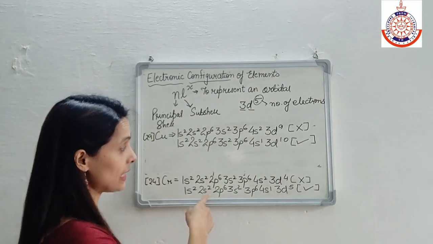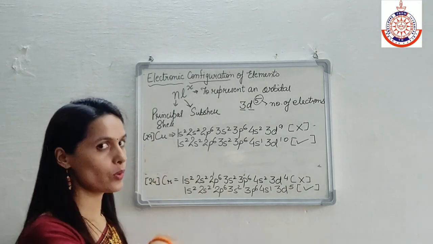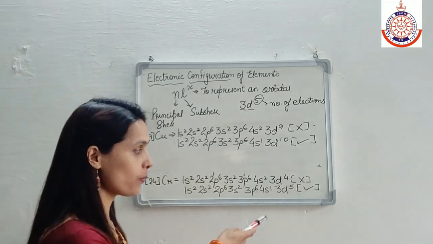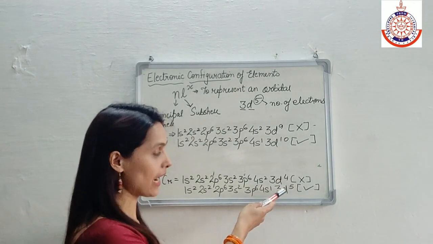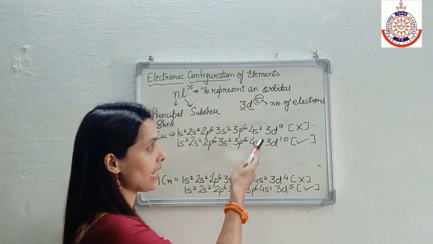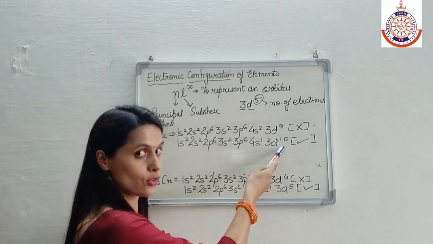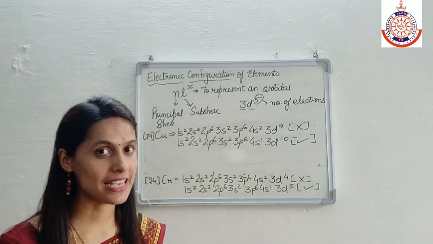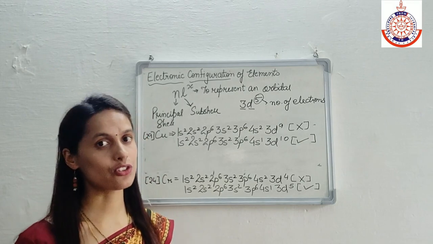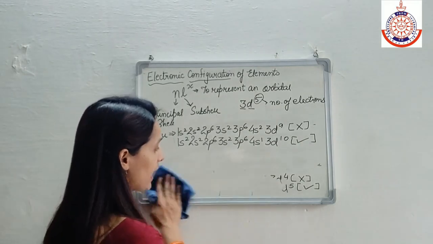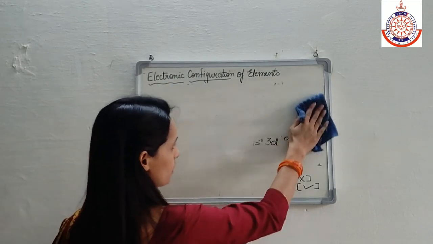So there are two exceptions. One is chromium and the other is copper. In chromium, in place of 4 electrons in d, we have 5 electrons in d and 1 electron in s. And in copper, instead of 9 electrons in d, we have 10 electrons in d and 1 electron in s. Now we'll study the exceptional behavior in the electronic configuration. Why is the exception there? What are the reasons behind this exception?